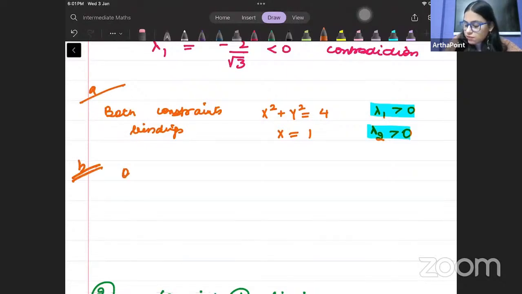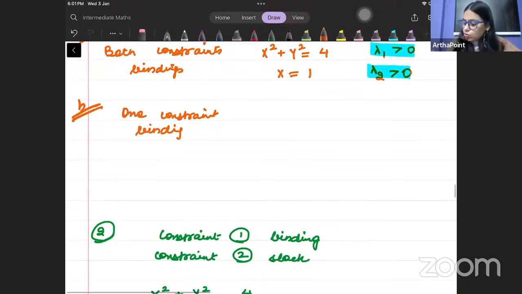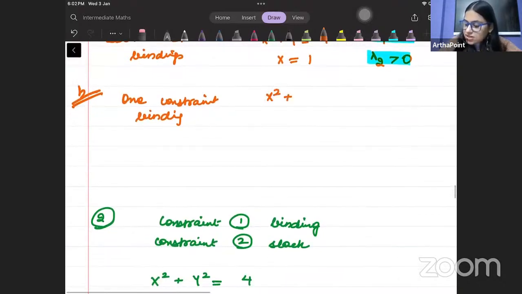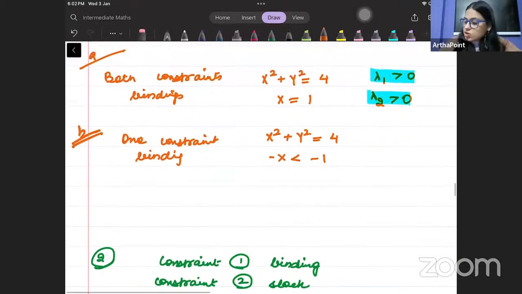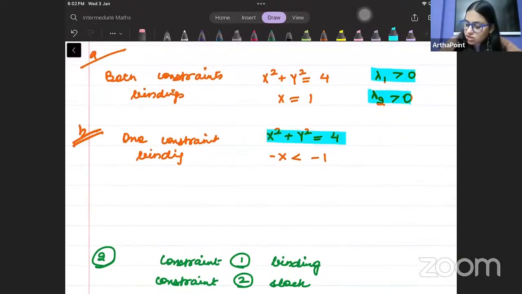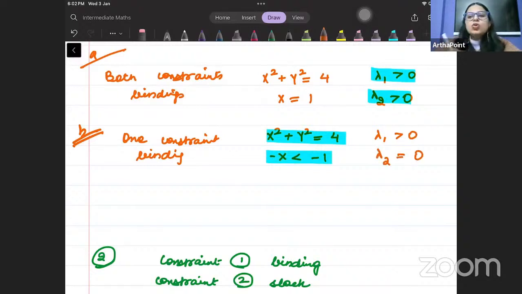But case 2 is one constraint binding. So now what I'm going to say is that my first constraint is binding, but my second constraint is non-binding, right? Where the constraint is binding, my lambda 1 will be greater than 0. And where it is non-binding, lambda 2 will become equal to 0. Lambda 2 will become equal to 0 because this is a non-binding constraint.